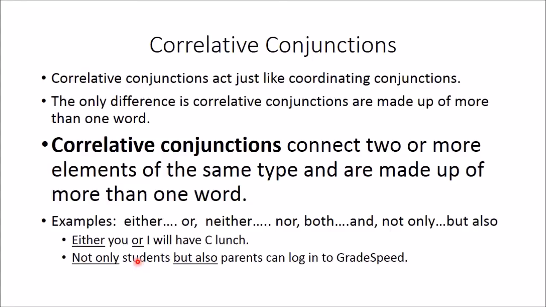But you can see that these 2 conjunctions, not only and but also, are connecting students with parents. Again, they're still connecting words. They're still connecting 2 words of the same type. Parents is a noun and students is a noun, and those 2 nouns are being connected by the correlative conjunctions, not only but also. Hopefully you can see that, and I'll show you how to diagram that now, okay?